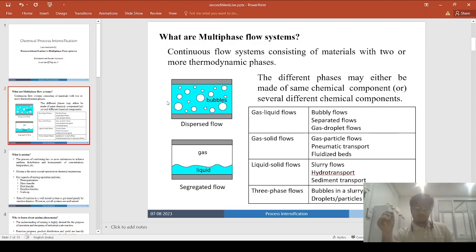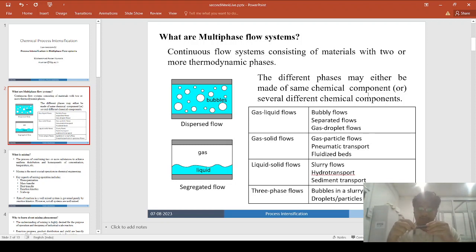Now how would you define a phase? The different phases may either be made up of the same chemical component or several different chemical components. So for example, let us say you have a circular cross-sectional channel, and an air and water two-phase system is flowing. The water is flowing, and in between there are some air bubbles also flowing. So that becomes a two-phase system, a gas-liquid system.